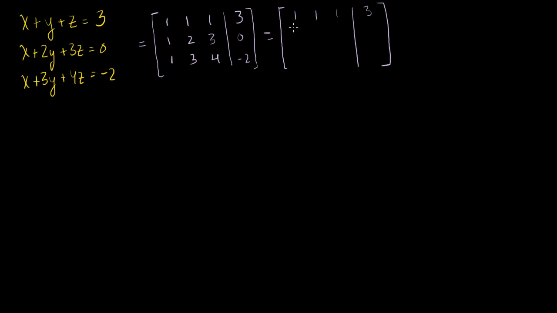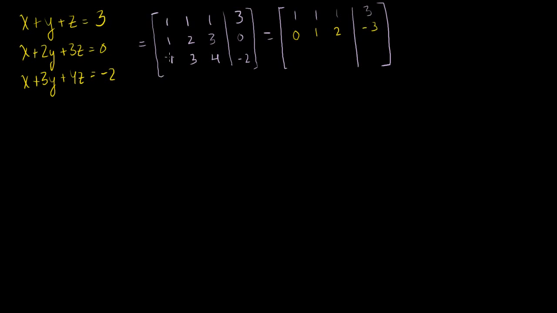Now, to zero this out, let me just replace the second row with the first row minus the second row. Actually, a better thing to do, because I eventually want this to be a 1 anyway, let me replace this row with the second row minus the first row, instead of the first row minus the second row. I can do it either way. So the second row minus the first row. 1 minus 1 is 0. 2 minus 1 is 1. 3 minus 1 is 2. And then 0 minus 3 is minus 3.